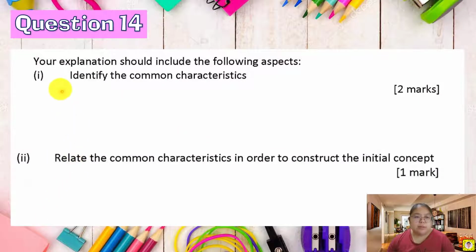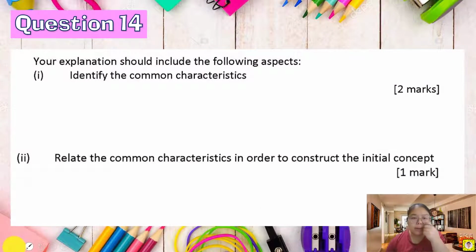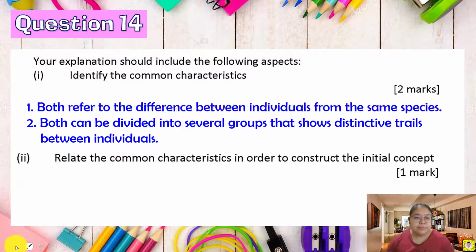Okay, the first one, your explanation must identify the common characteristic. So that means you must state about the just now the discontinuous, is it? So I forget it. We go and see back. Okay, just now that one is a discontinuous variation. So you need to give two common characteristics from this one discontinuous. Okay, let's see the common characteristic. Okay, we can check about here. Okay, both refer to the difference between the individuals from the same species. Okay, they're from the same species.